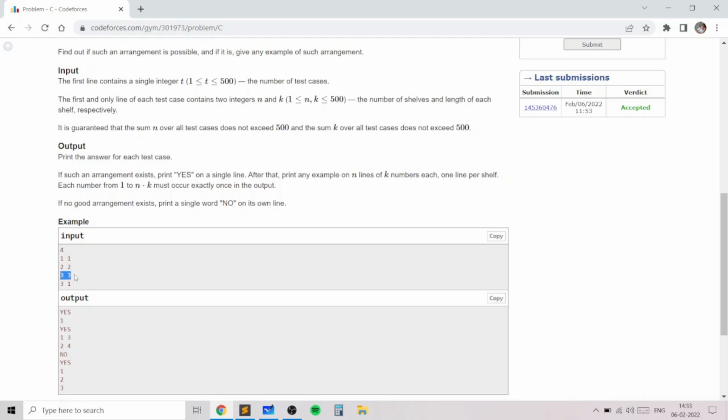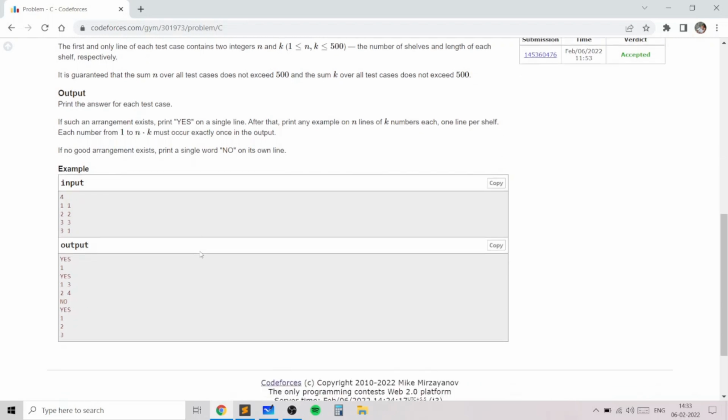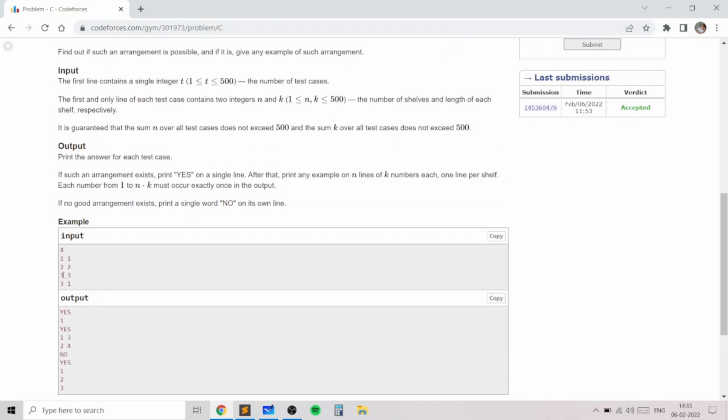In the third example, it won't be possible. I'll be explaining in a bit why it's not possible when we move to the solution, but you can basically try all combinations and you'll see that it's not possible to arrange the numbers from 1 to 9 on the 3 shelves such that every contiguous range on a shelf has an integer mean. So that's not possible, so we'll print no.